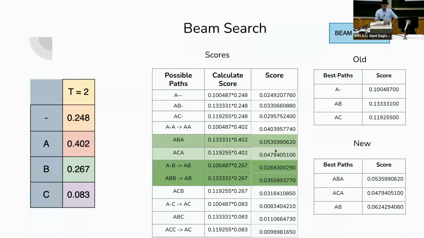So yeah, again, as we can see, AB performed the best, and ABA and ACA follow it. So any questions? You can stop me if you have any questions.